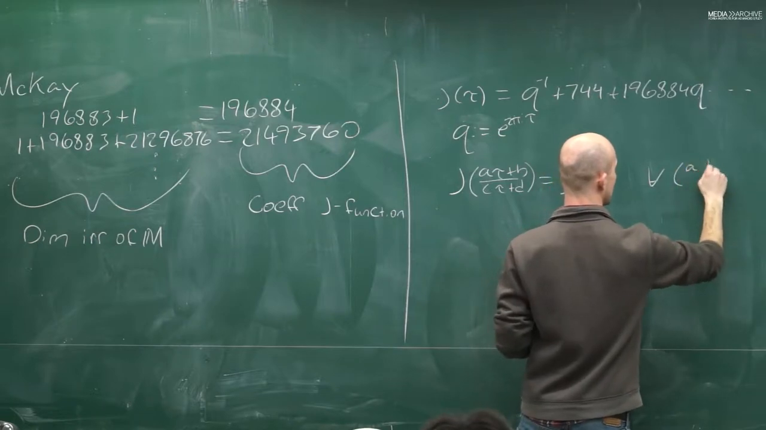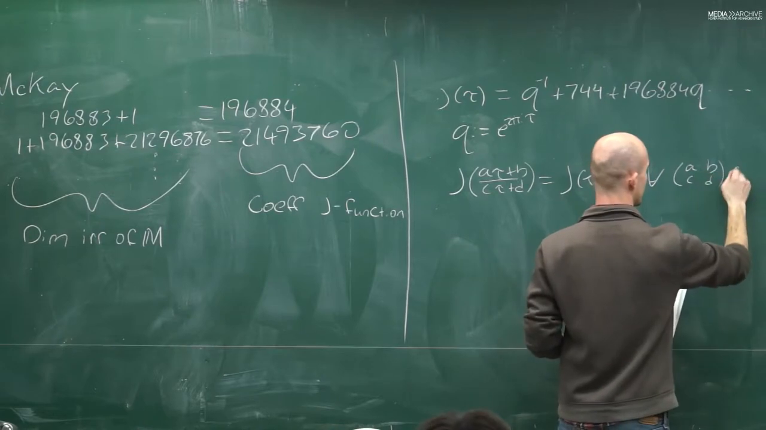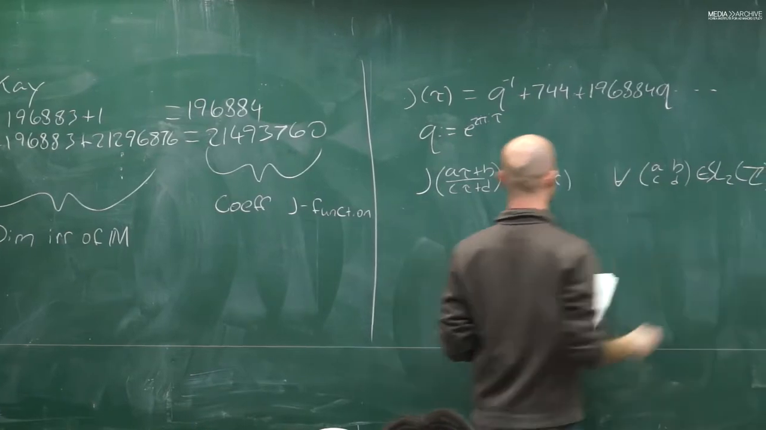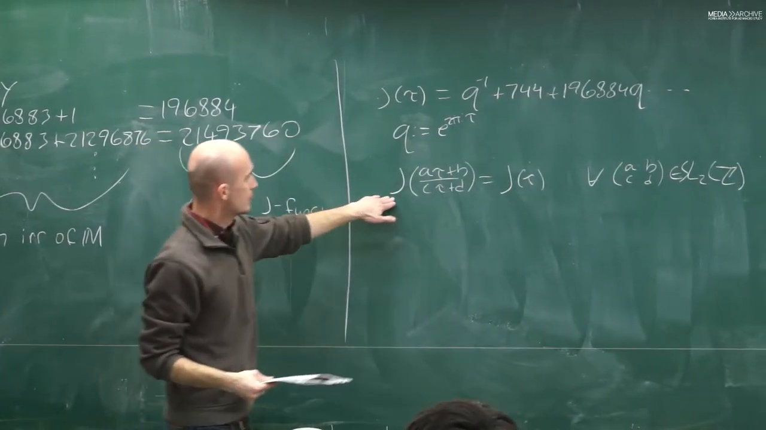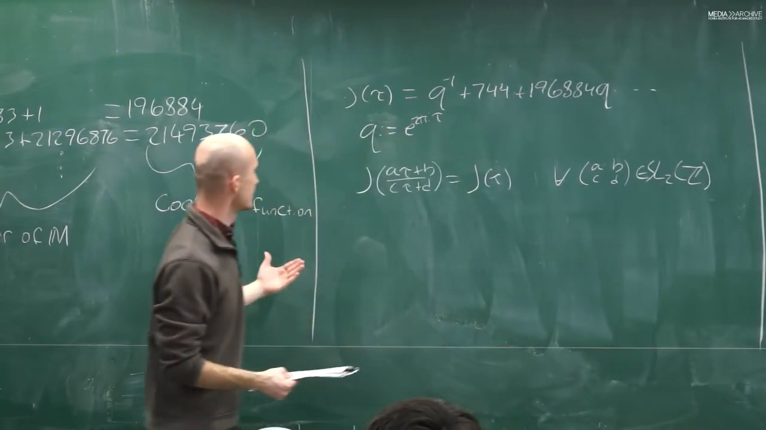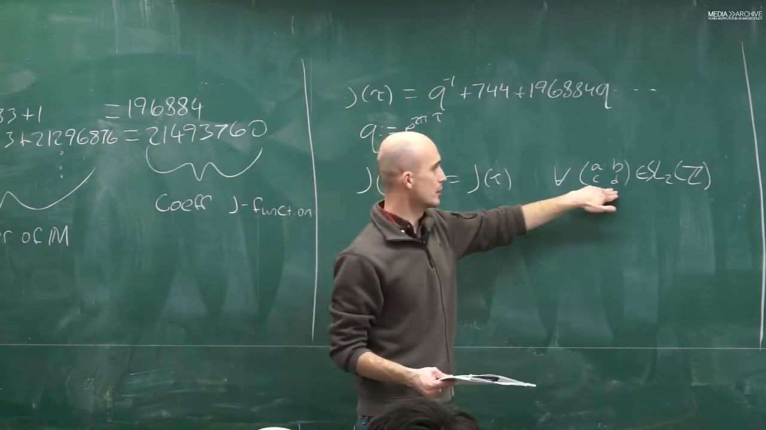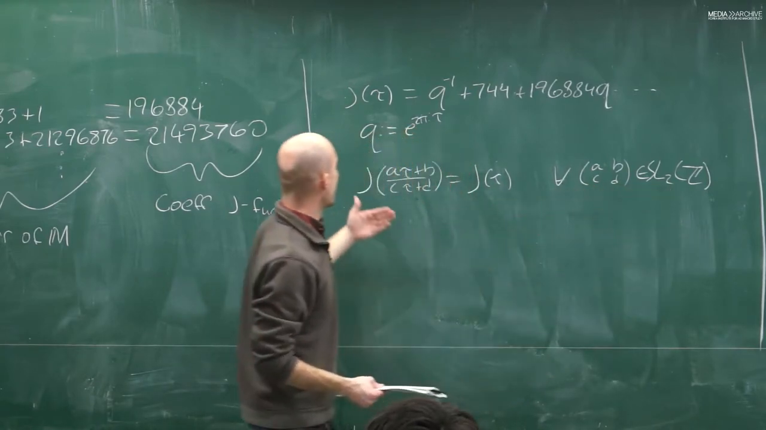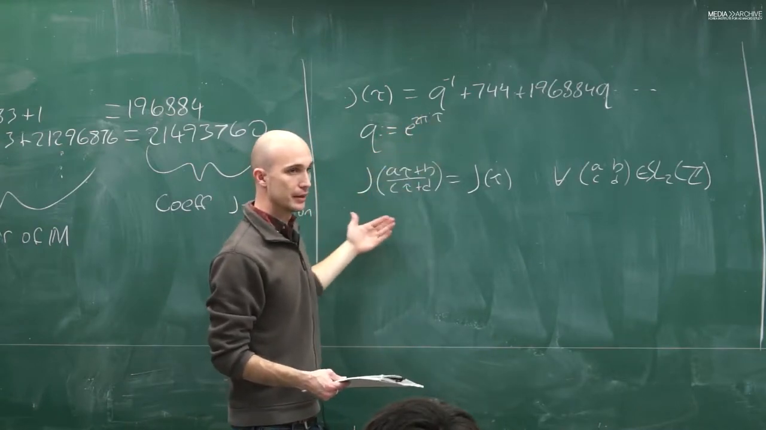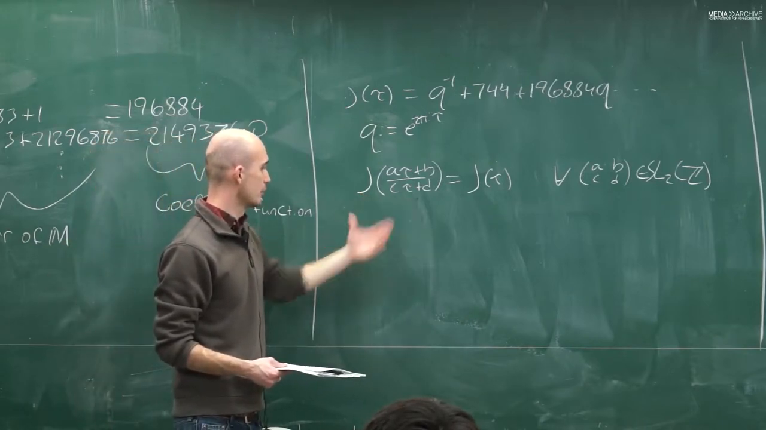For any matrix A, B, C, D, an integer matrix with determinant 1, in SL2(Z). In fact, J of tau is called a Hauptmodul for SL2(Z), so that means it's modular, it has this nice transformation for any matrix in SL2(Z), and it generates the set of functions that have this property. It's a very interesting, very important function.